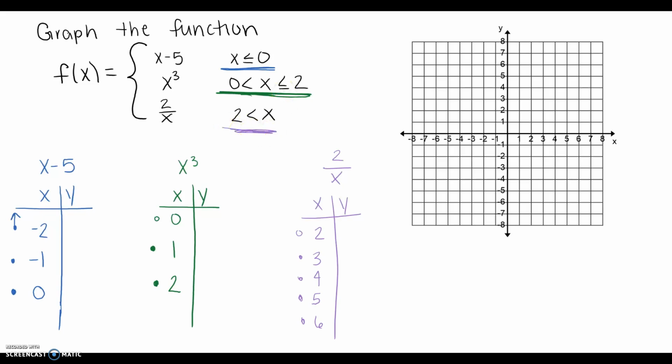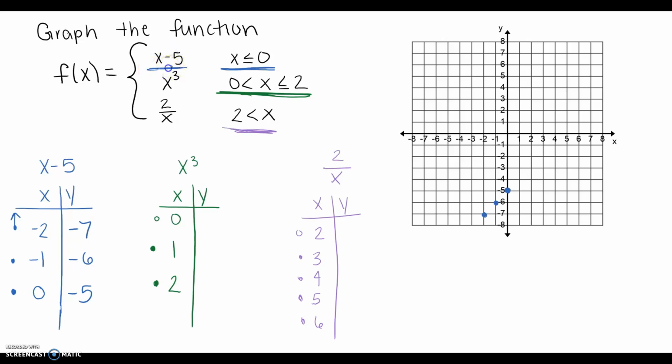So for the first one, x minus 5, if I substitute in -2, -2 minus 5 is -7. -1 minus 5 is -6, and 0 minus 5 is -5. We could even just go ahead and start graphing this. So it's going to be filled in at 0, -5. And then we have a point at -1, -6, and -2, -7.